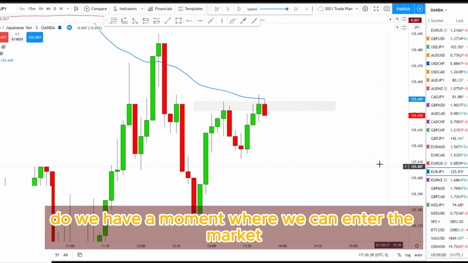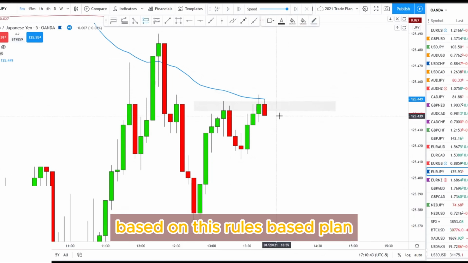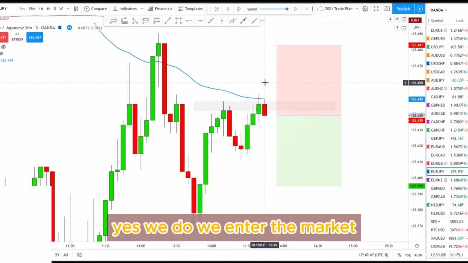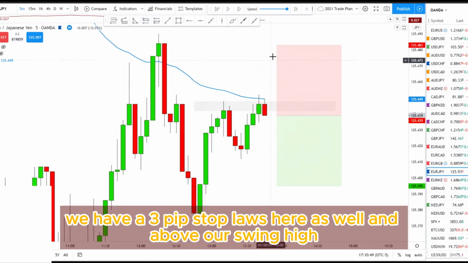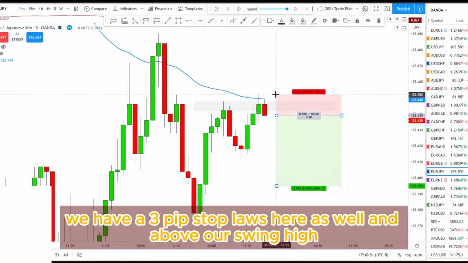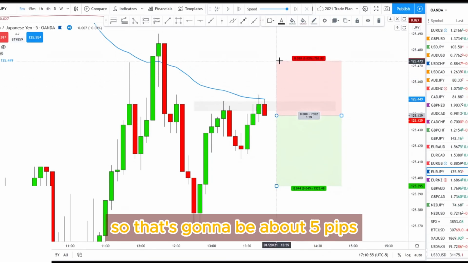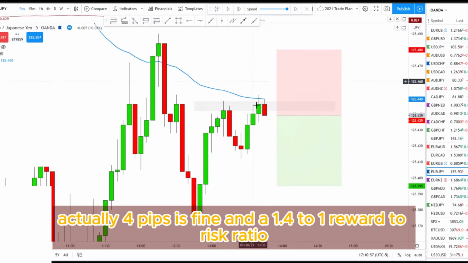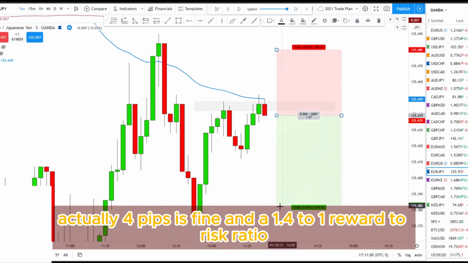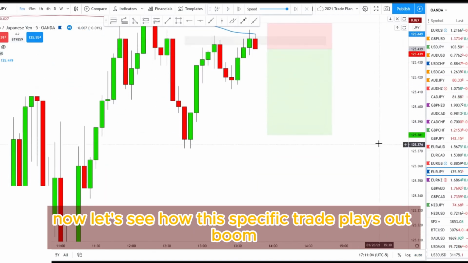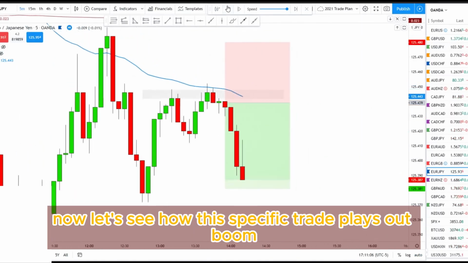With that being the case, do we have a moment where we can enter the market based on this rules-based plan, this objective plan that we've created so far in this video? Yes, we do. We enter the market. We have a 3-pip stop loss here as well, above our swing high, which is 1, I'm going to do 4, so that's going to be about 5 pips. Actually, 4 pips is fine, and a 1.4 to 1 reward to risk ratio. Right there we have it. Now let's see how this specific trade plays out.